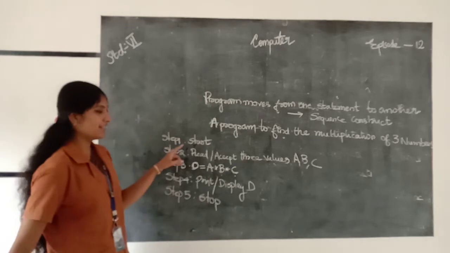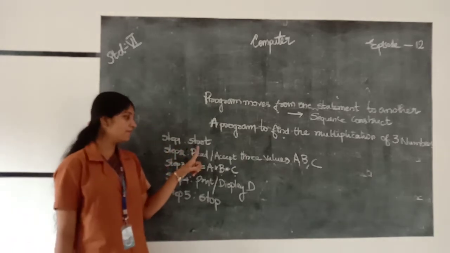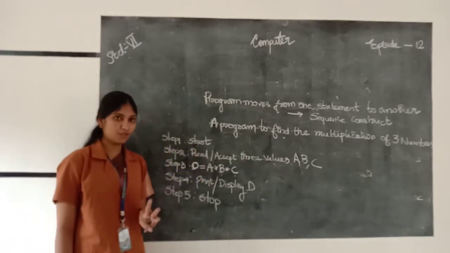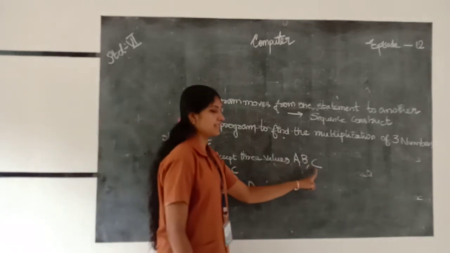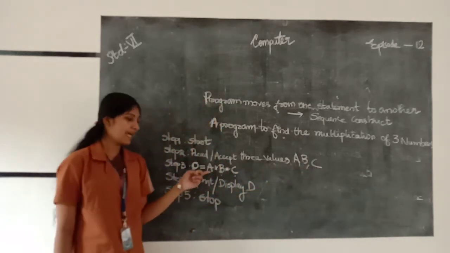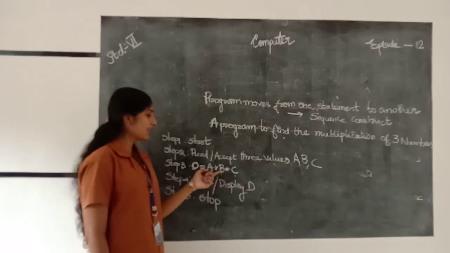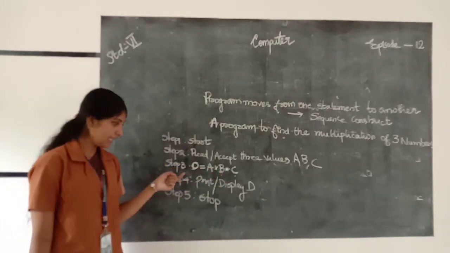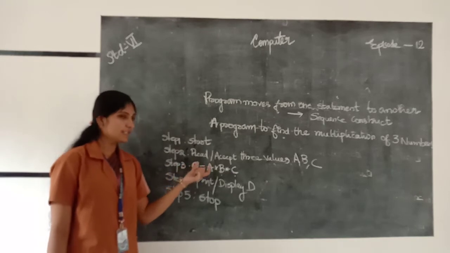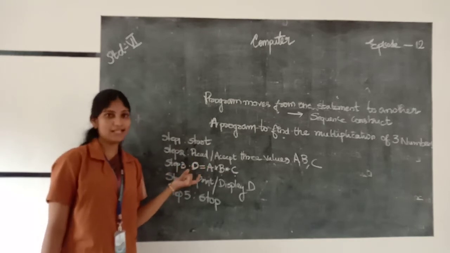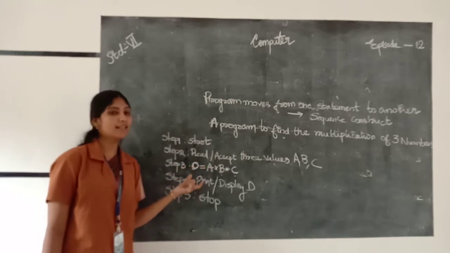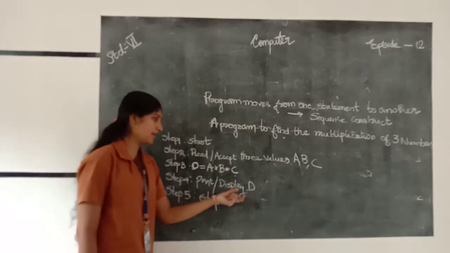Okay, first start the program. Then read or accept three values A, B, C, and then calculate the multiplication of A, B, and C. Then it is stored in a variable D. Then we know the final result is stored in letter D, so we have to print that letter D. So print or display D.